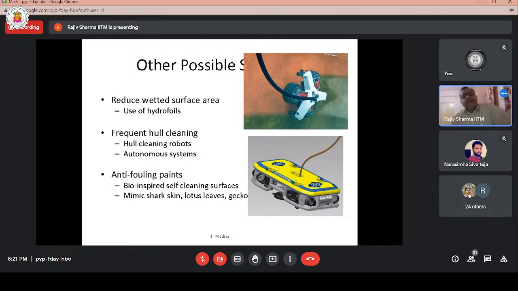Frequent hull cleaning: maintain zero fouling, maintain a clean hull, use robotic systems for hull cleaning. You can also use autonomous systems, autonomous vehicles for hull cleaning nowadays. Anti-fouling paints ensure zero fouling through cleaning and painting. Bio-inspired self-cleaning surfaces have been developed and are being investigated. They mimic shark skin, lotus leaves, etc., which were discussed right in the beginning.